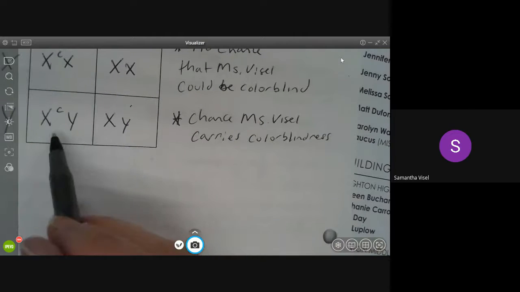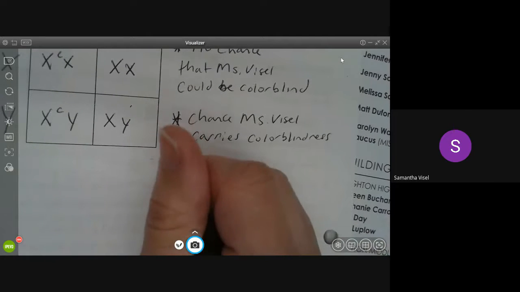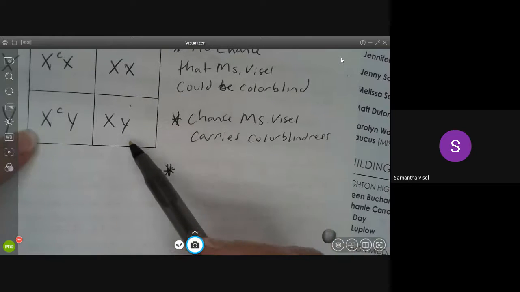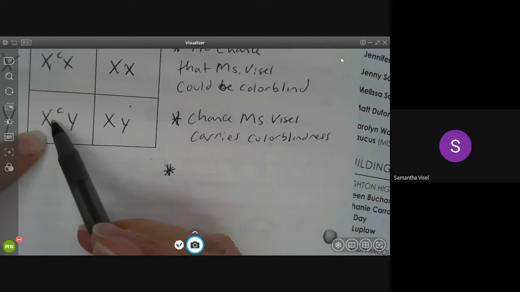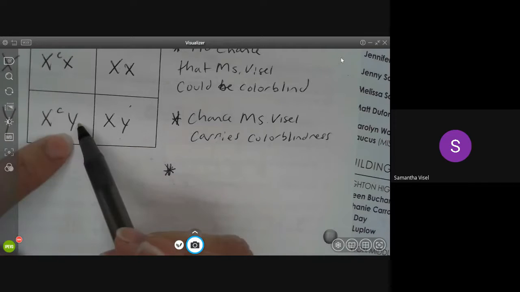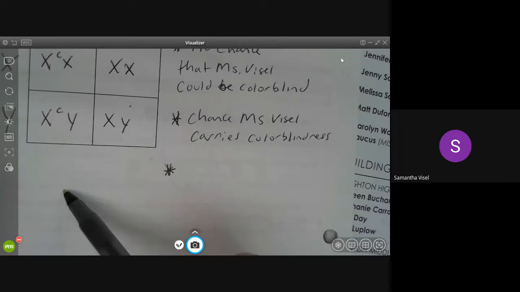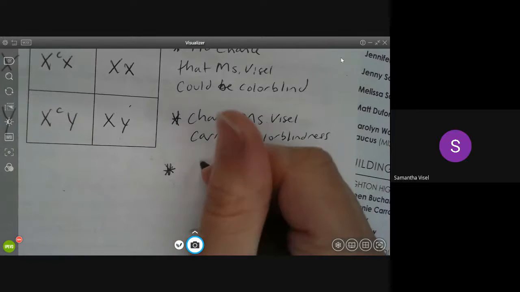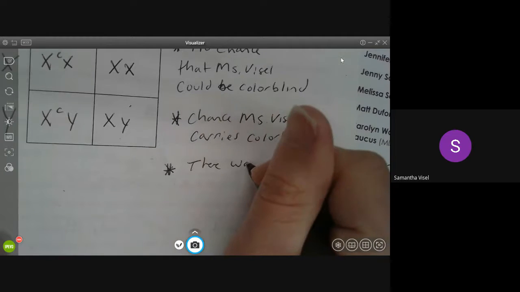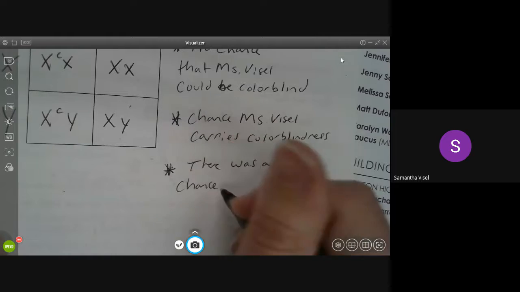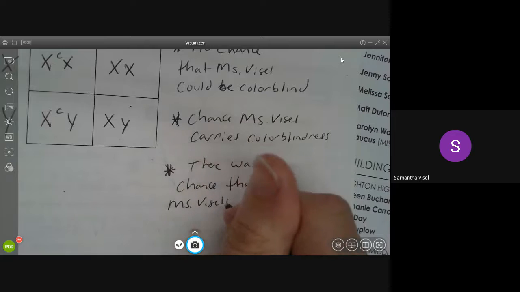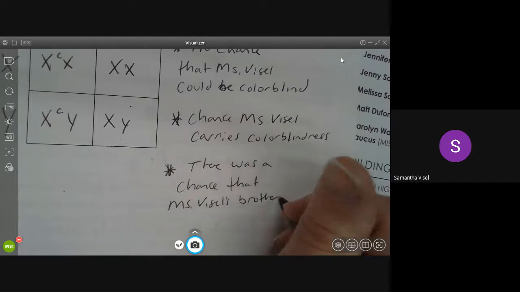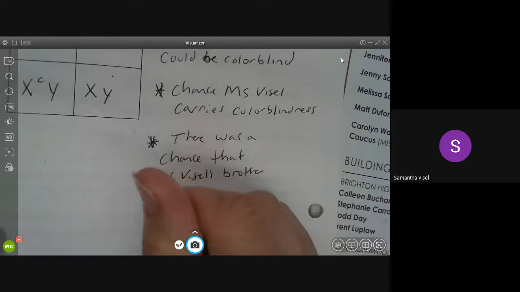Now, as for my brother, since he has color blindness, his sex chromosomes must be an afflicted X and then a normal Y chromosome. But there was a chance that my brother could not have been colorblind.